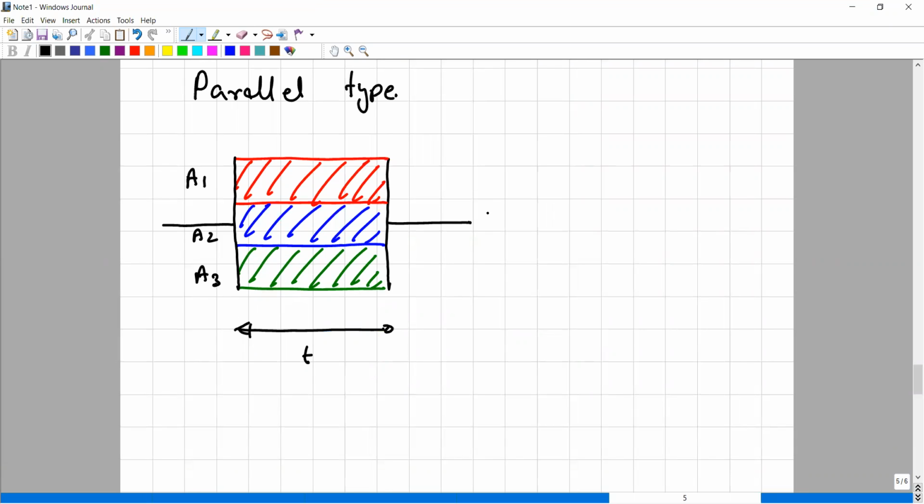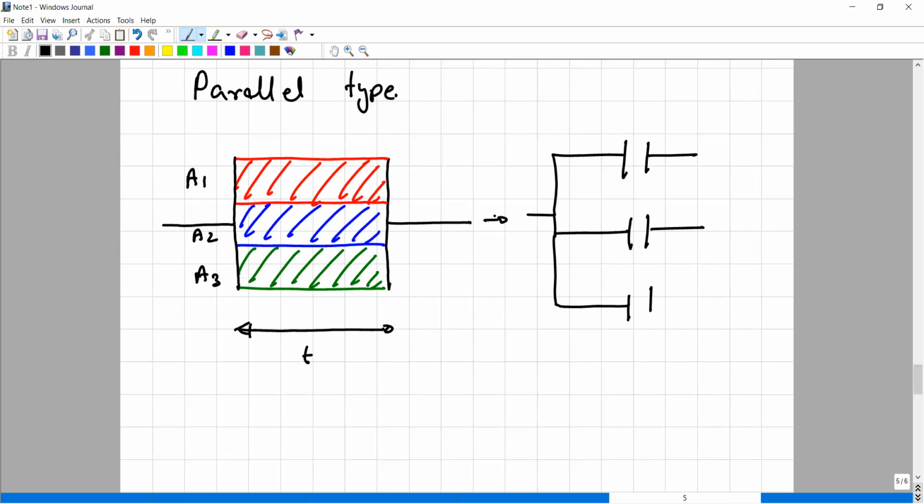Now, a simplified diagram for this may also look like this. You see, I can consider these three slabs behaving like three parallel capacitors. These three slabs would behave like three parallel capacitors, each having a dielectric slab between the plates.